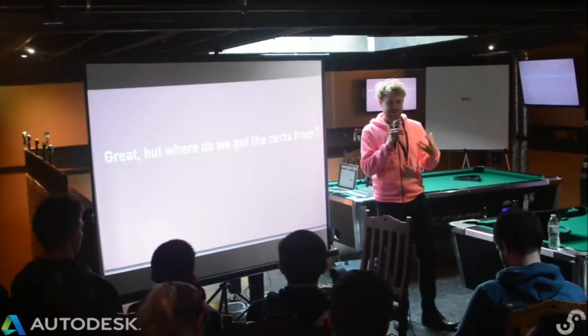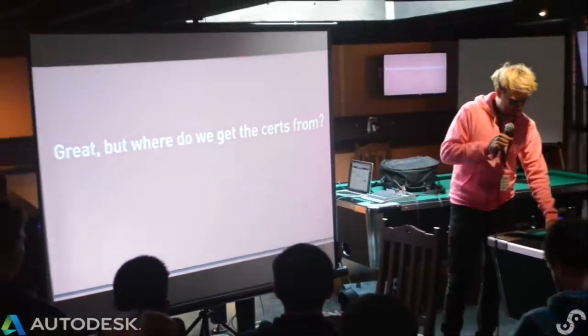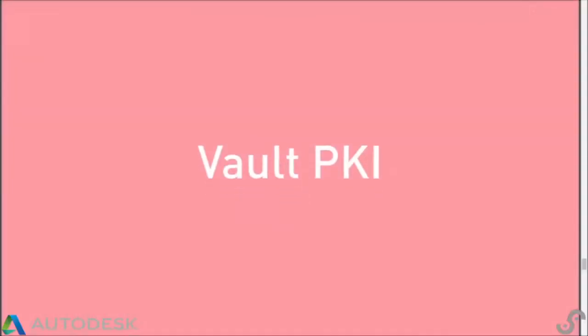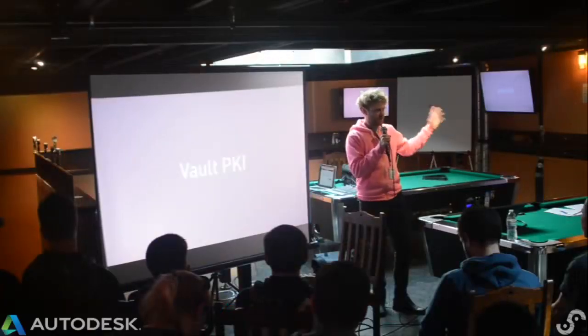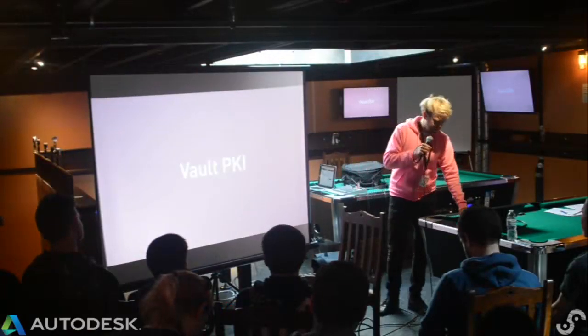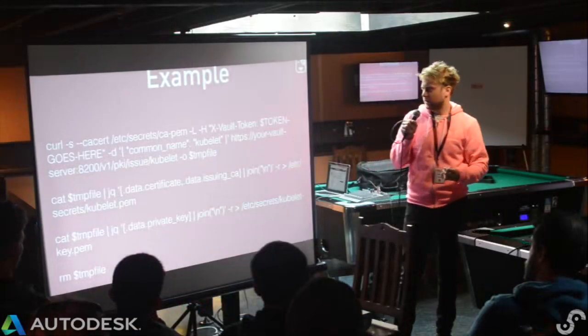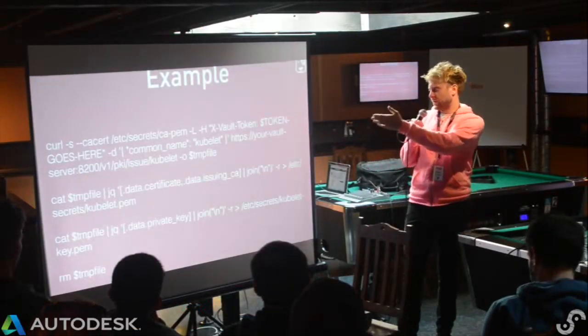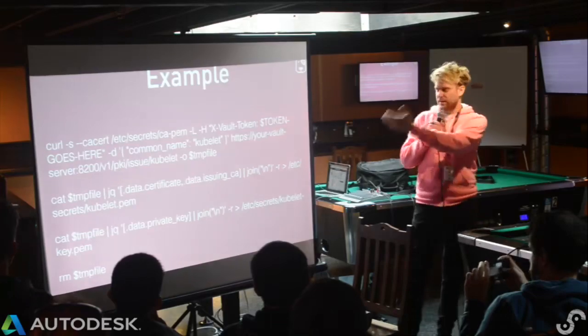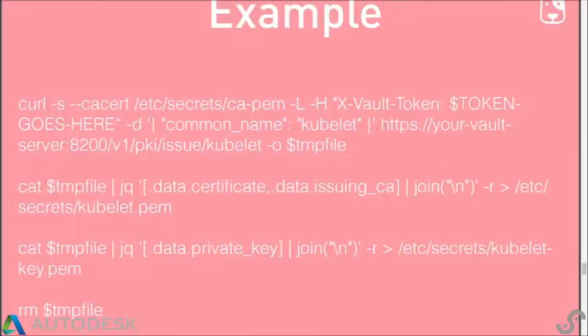But where do we actually get these certificates from? We get them from the Vault PKI. And once you've done all the painful work of setting up Vault and setting up the Vault PKI, which, as I mentioned, is a whole separate talk, then it's as easy as this. You just do a simple curl, include your Vault token there, and then specify what you want the CN, the common name, to be. In this example, we're grabbing one for the kubelet, catting this to a temp file, doing a little parsing, and then removing that temp file.